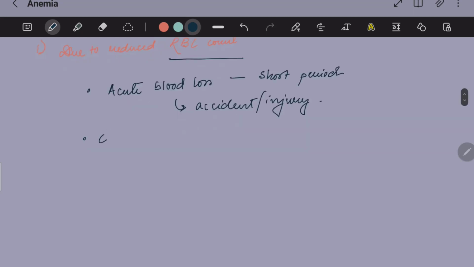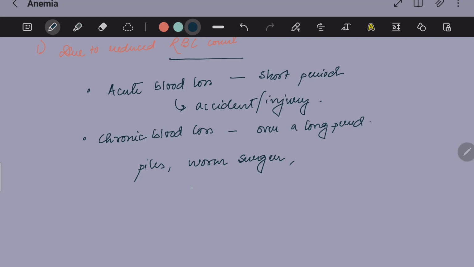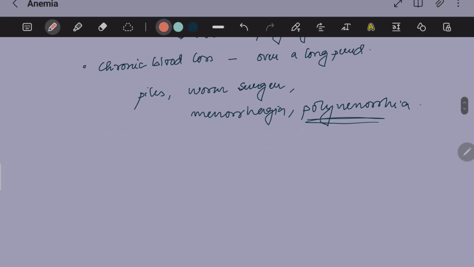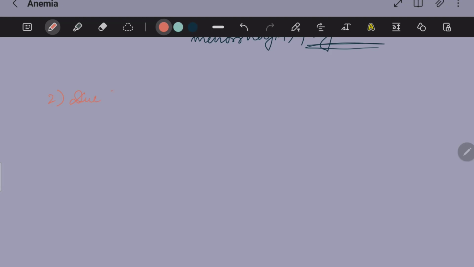Secondly, RBC count can be reduced in case of chronic blood loss over a long period of time. For example, in case of piles, worm infestation in the intestine, or maybe due to menorrhagia or polymenorrhea. Polymenorrhea is basically excessive menstrual blood loss. Secondly, it can be due to excessive RBC destruction, which is known as hemolytic anemia.